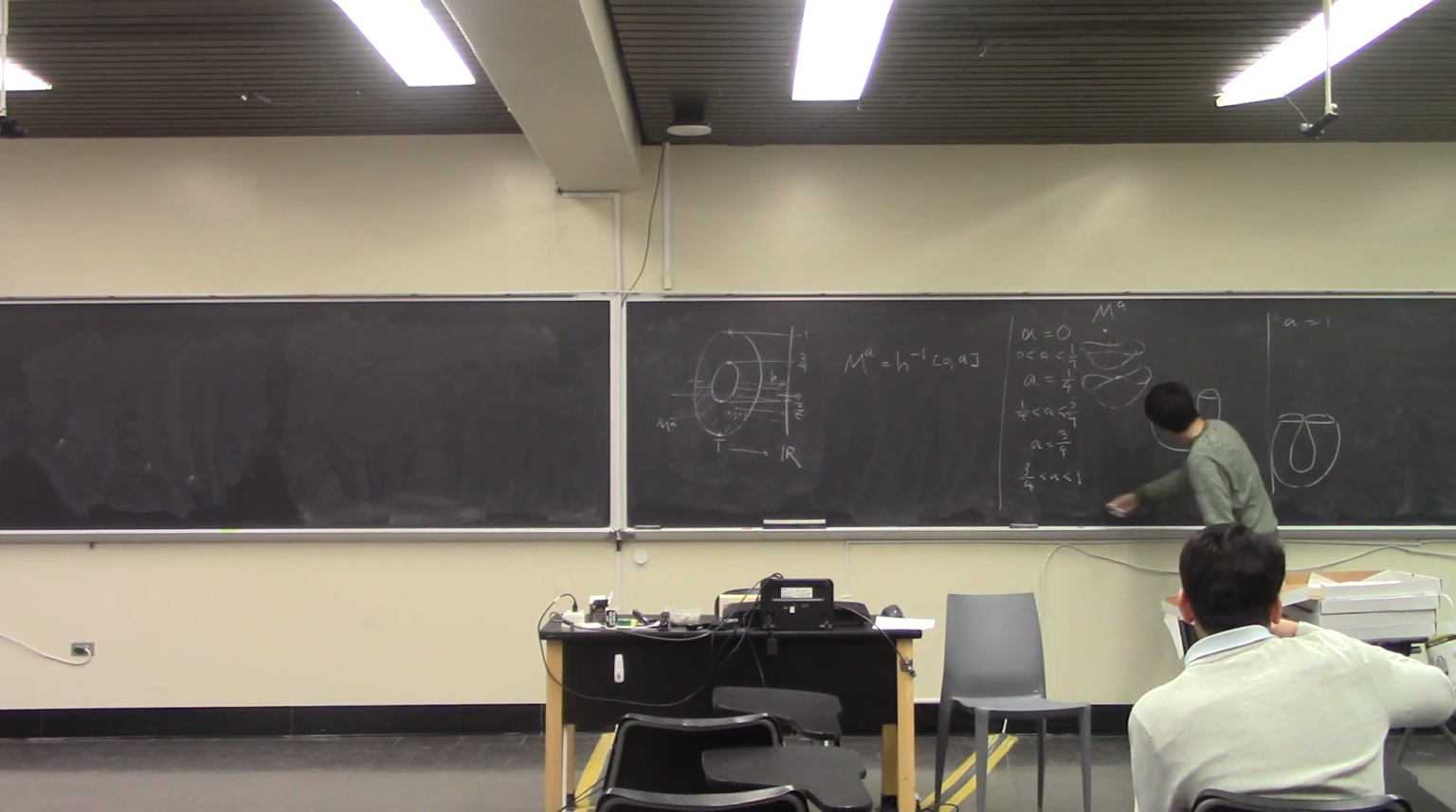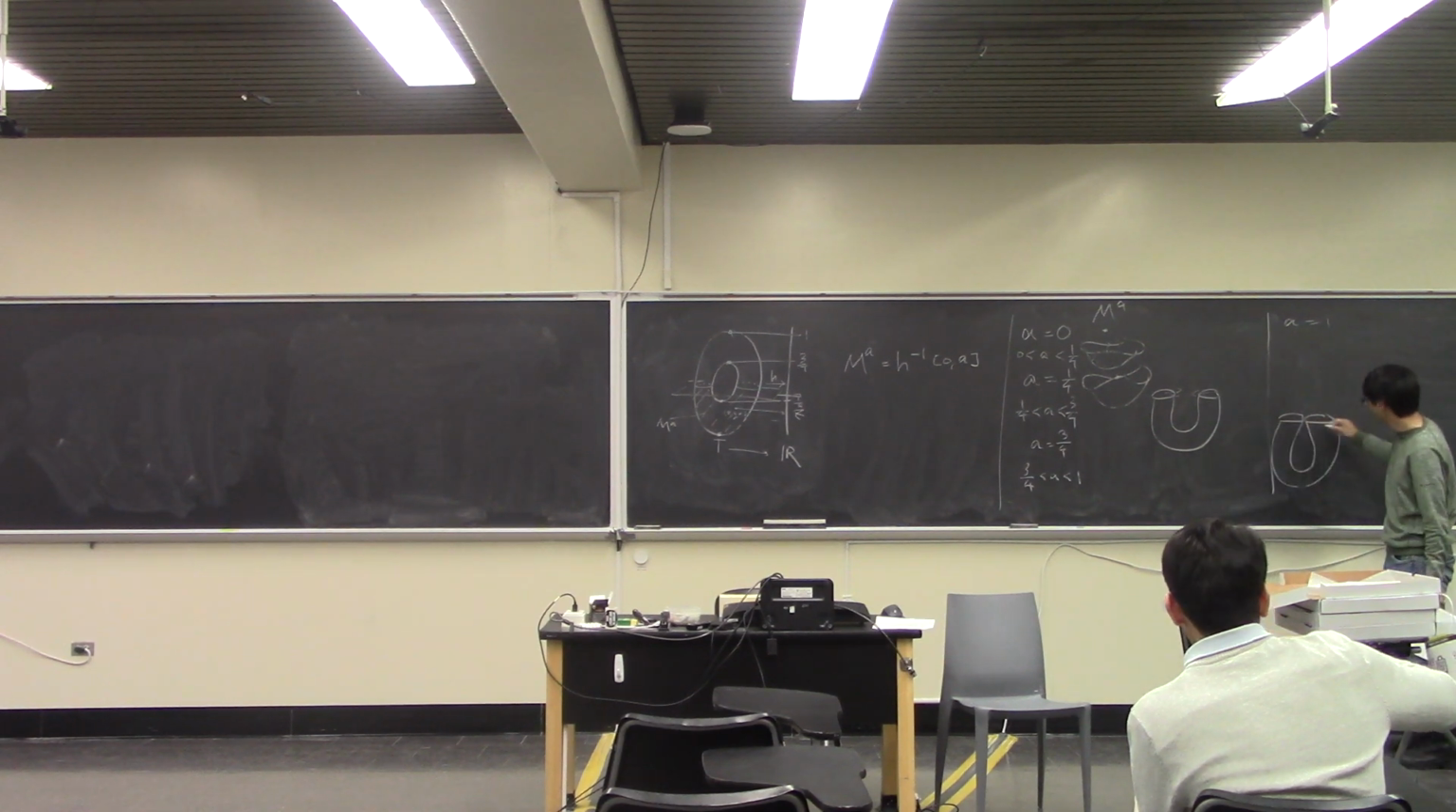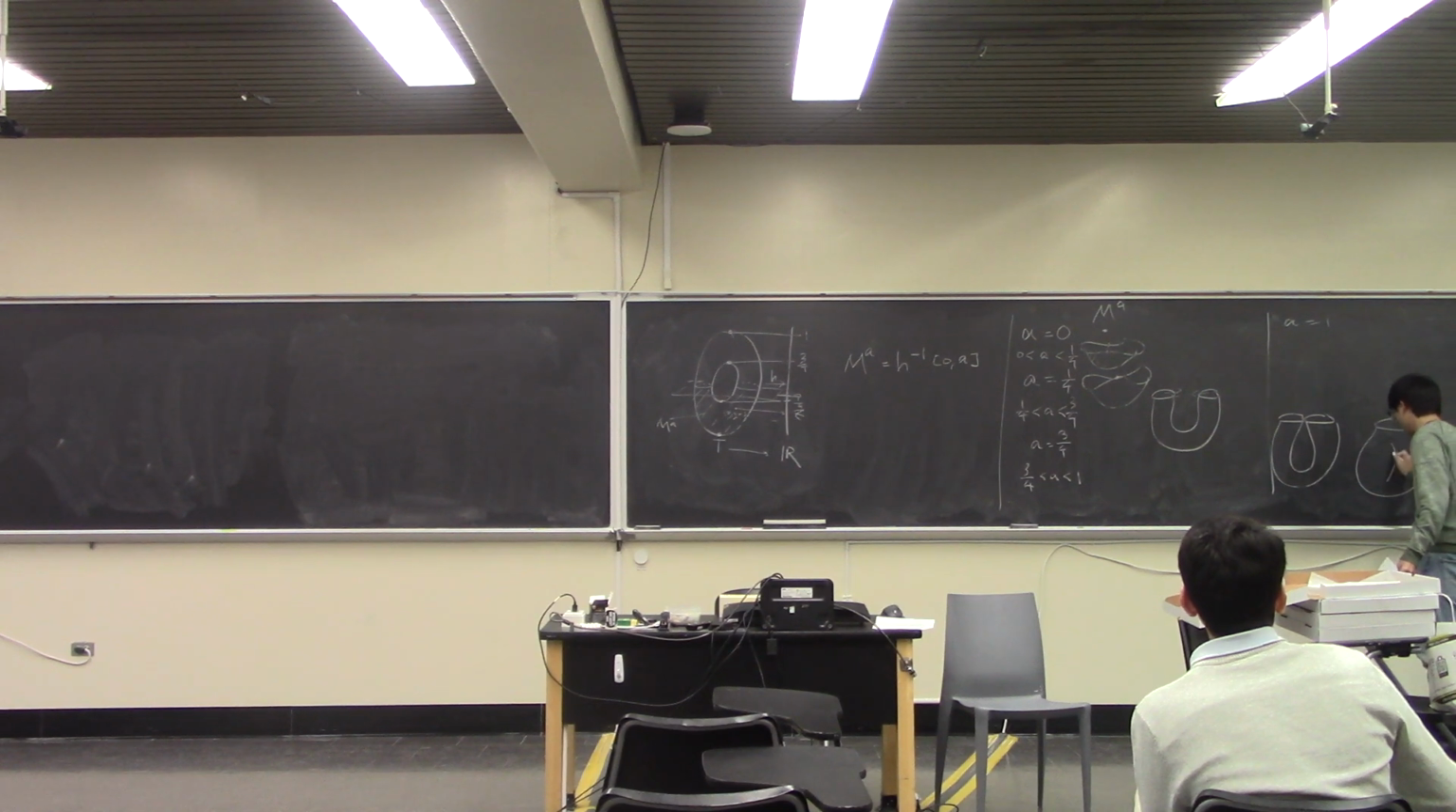And over here, this thing goes a bit further, and we get a torus that is a disc, so it's just a torus as a whole. And finally, at the critical point of a equals 1, this hole shrinks into a single point, and the hole is closed, and we retrieve the torus.